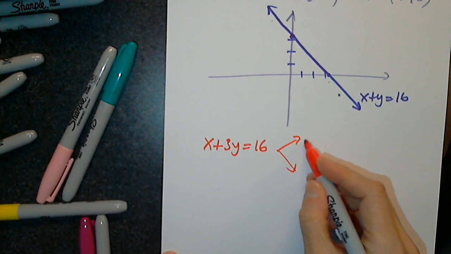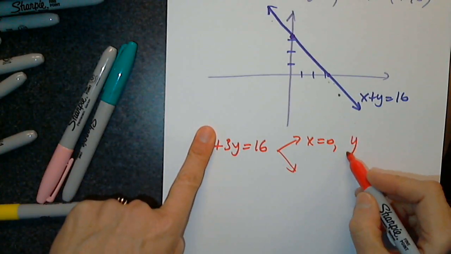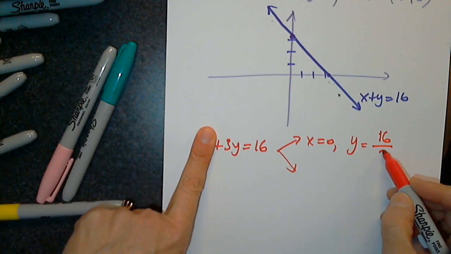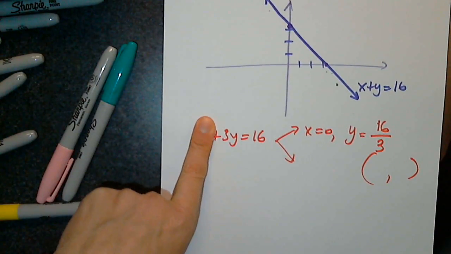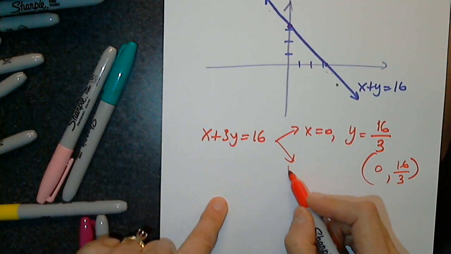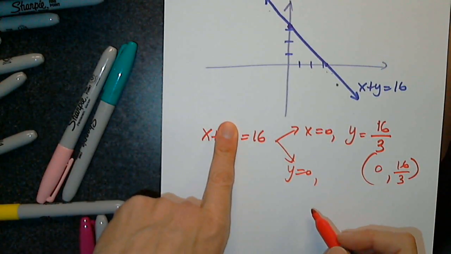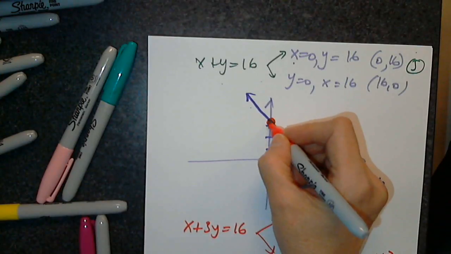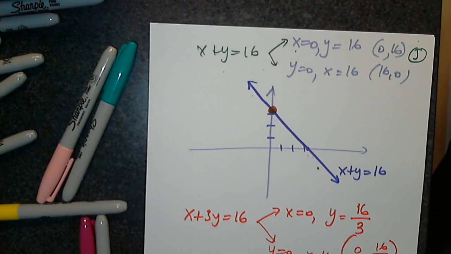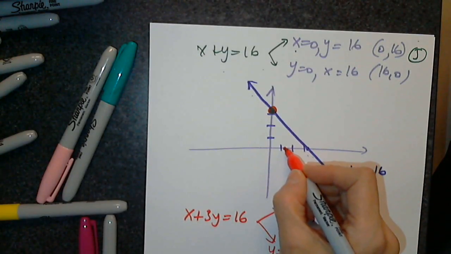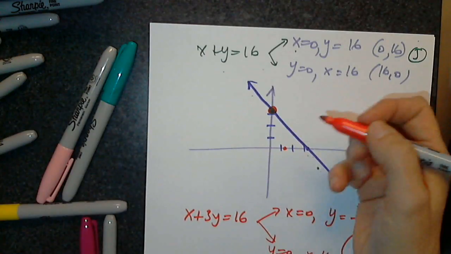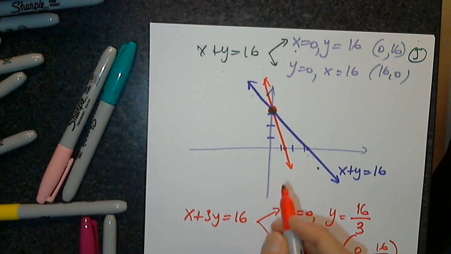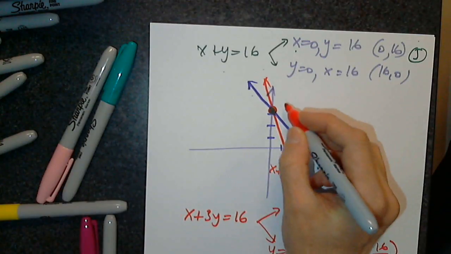Okay, when x is 0, y is, good. It's going to be a little hard to plot that, but that's okay. So 0, 16 thirds. And when y is 0, so 16, 0. No problem. 16 divided by 3 is 5 and a little bit, right? 5 and a little bit right here, because this was 5, 10, 15. And this is the equation x plus 3y equals 16.